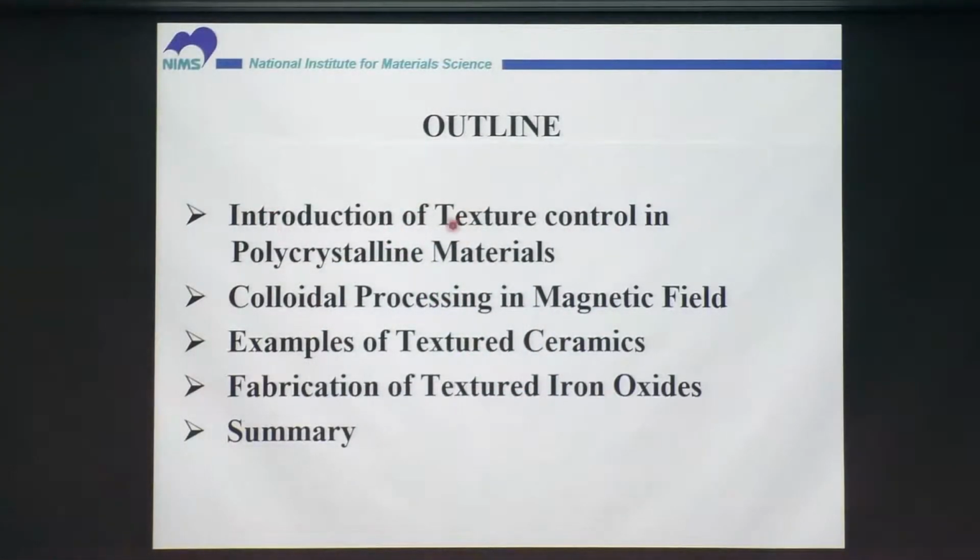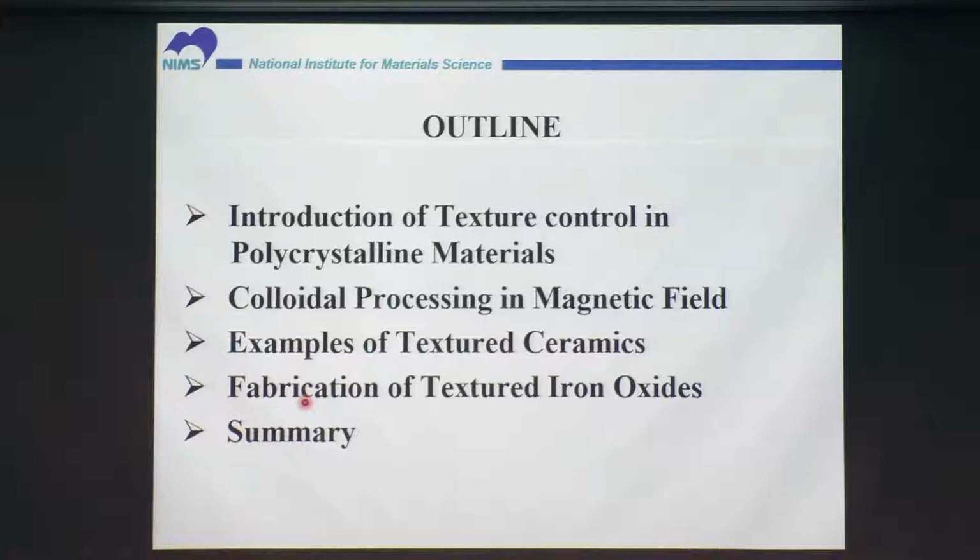This is the outline. First, I introduce texture control in polycrystalline materials, and we apply colloidal processing in a magnetic field, which I will explain. Then I introduce some examples, and finally I introduce the application of our technique to fabricate crystalline-oriented iron oxides, ferromagnetic materials.